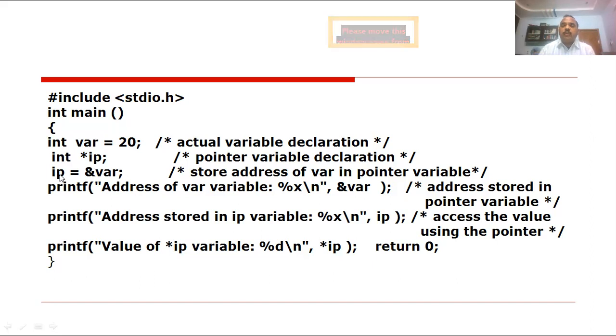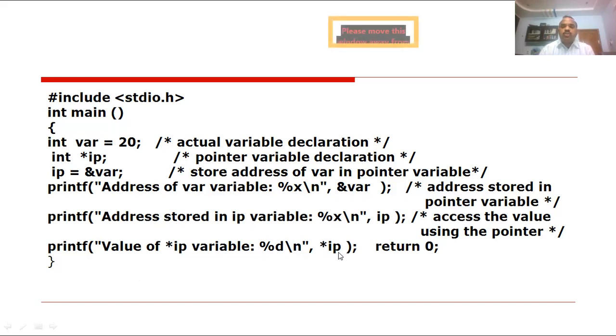Now what is the value of ip? The address of the variable, as I already told. A pointer variable is a variable which holds the address of another general variable. Clear? ip is a pointer variable. It holds the address of the general variable var. Clear? So then print the address of the variable with percentage x. Next, print the address stored in ip, which is equal to the address of the variable. Then print the value of i equal to asterisk ip.